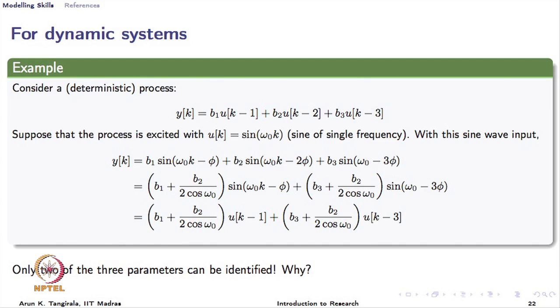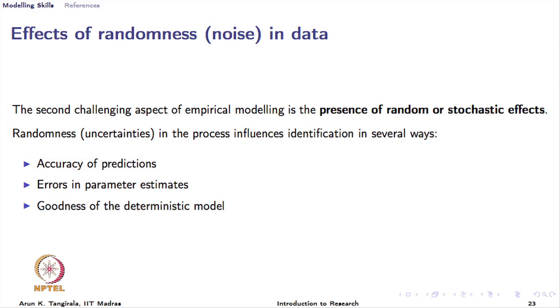We will conclude with 2 things. One, an understanding of how noise affects our modeling, and then finally a bunch of questions that we want to answer in any empirical modeling exercise. So, how does noise affect our data? Well, of course, in many different ways. It affects the accuracy of predictions; we will not be able to predict the output accurately. It brings about errors in parameter estimates, and third, it affects the goodness of the deterministic part of the process that we want to estimate.